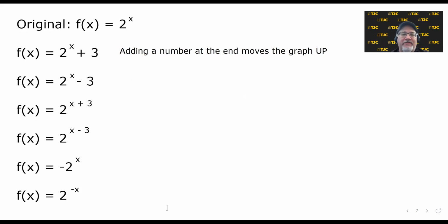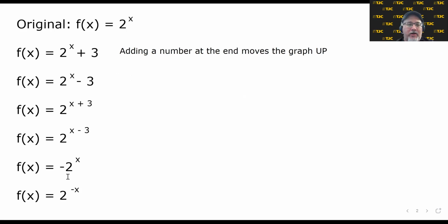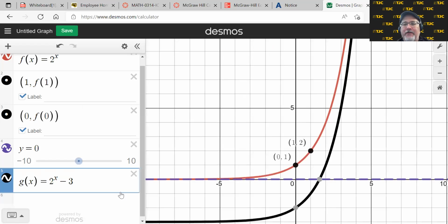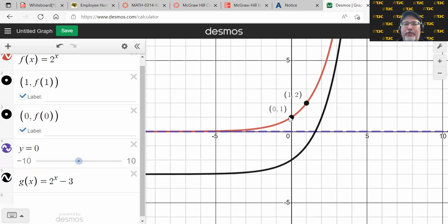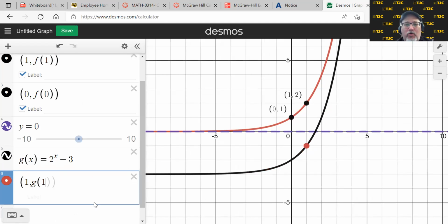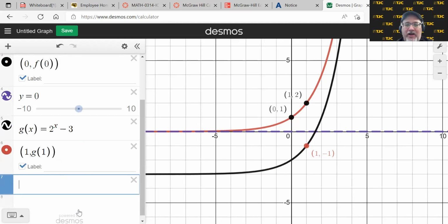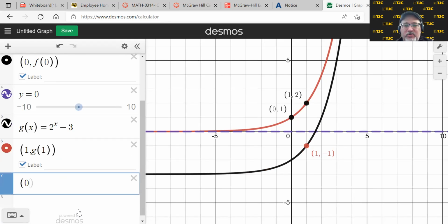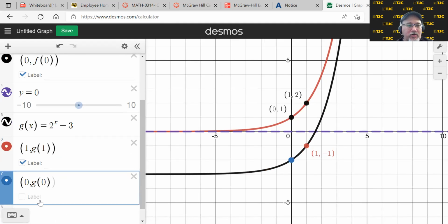If you said move the graph down by 3, well, watch the black graph. It is down by 3. The y-intercept went from (0, 1) to (0, -2), and the base point went from (1, 2) to (1, -1). And in fact, I'm going to have this automatically plot the base point every time we change this, and I might as well keep track of the y-intercept as well. Just using some Desmos goodness here to do all this.